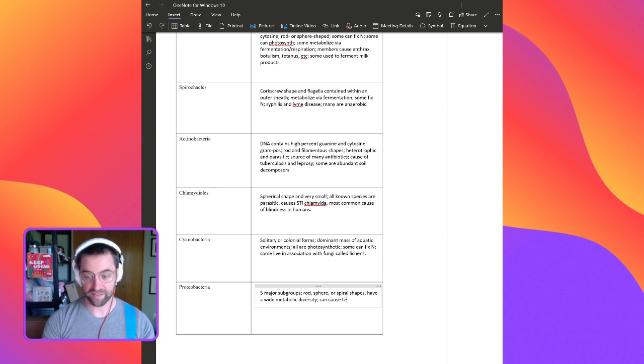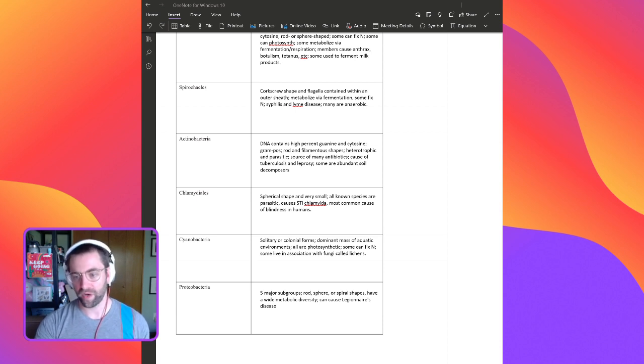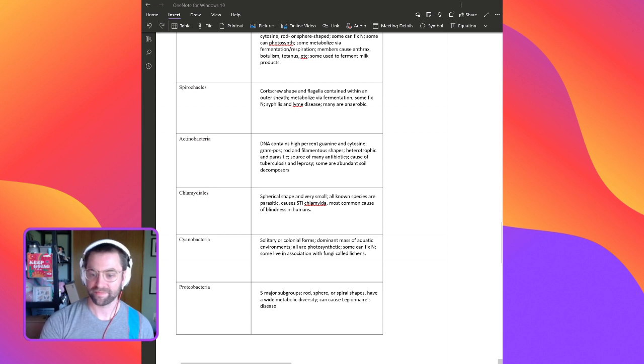Can cause Legionnaires'. Actually want to look up, I don't actually know a lot about Legionnaires' disease. Legionnaires' disease is a serious type of pneumonia, a lung infection caused by Legionella bacteria. People can get sick when they breathe in small droplets of water or accidentally swallow water containing Legionella into the lungs. There you go. So Legionella is a proteobacteria that causes this infection.